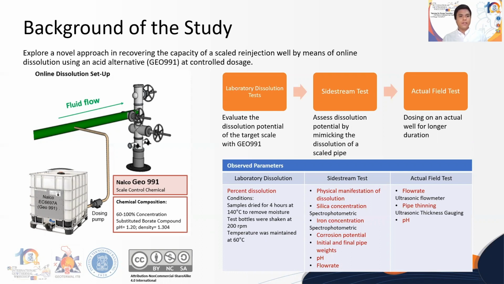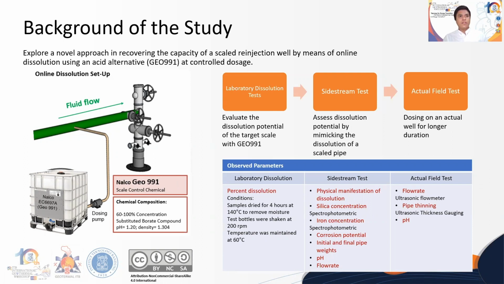As you can see in the dissolution setup, we are taking advantage of the flow of the brine into the reinjection well to deliver our dissolver. This will target existing scales upstream of the well and downhole. The dissolver Geo991 is an alternative chemistry to commodity acids. The active component is an acid salt that has the potency of 10 times that of hydrochloric acid but has lower corrosion tendency. This active component complexes with existing silica scale, which helps in increasing the porosity of the scale and eventually dissolving it.